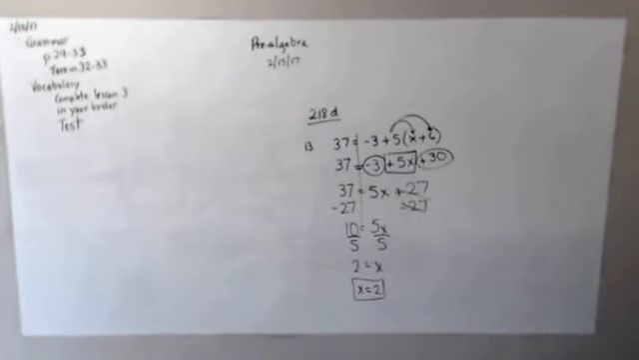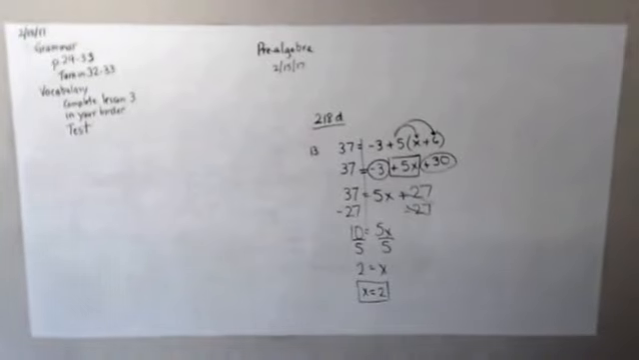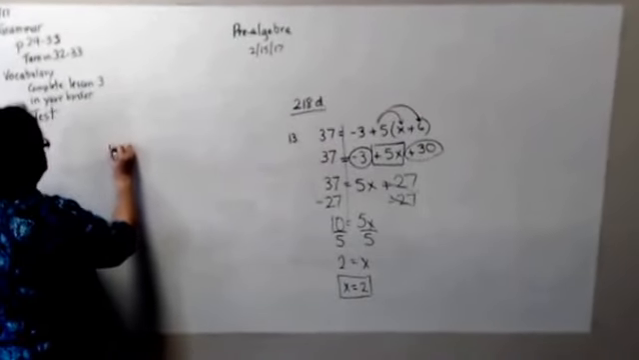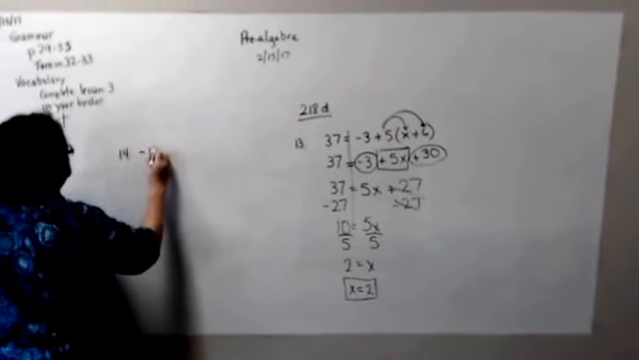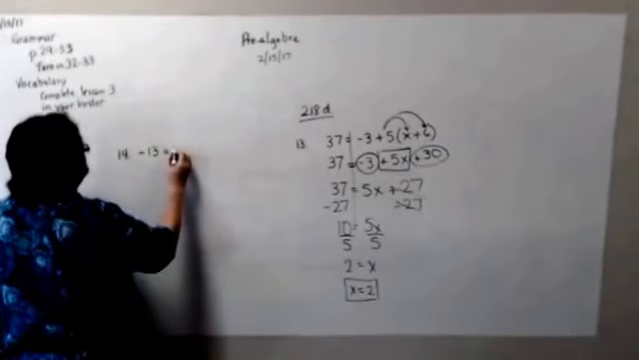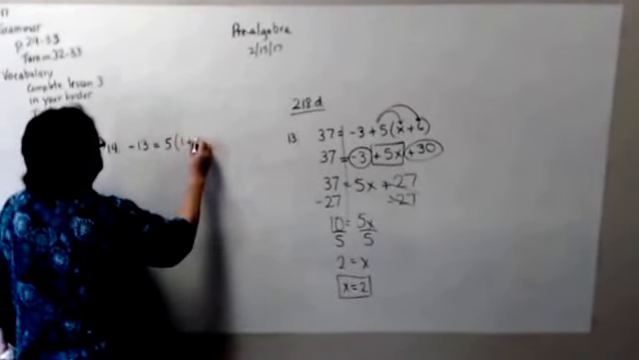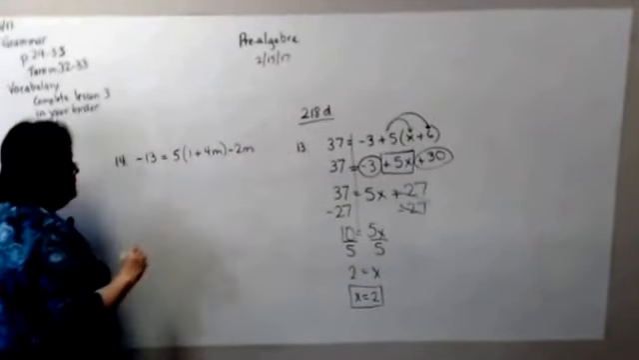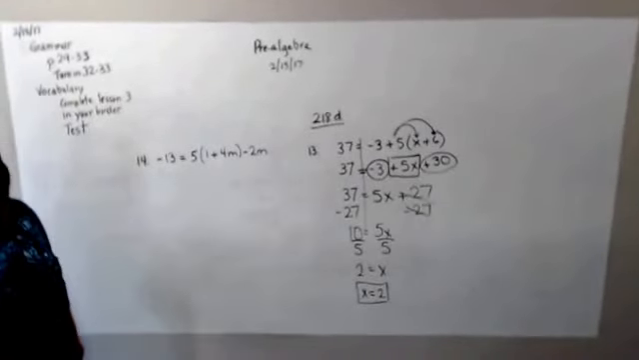I'm going to do that one on the board. That's a good example. Kimberly, can you call the problem out to me? Number 14 on page 218B. Everyone look at number 14. Call it out to me, Kimberly. Negative 13 equals 5, parentheses, 1 plus 4m, parentheses, and then negative 2m. Minus 2m or negative 2m. So everybody look at this one now. This one's a little bit different.